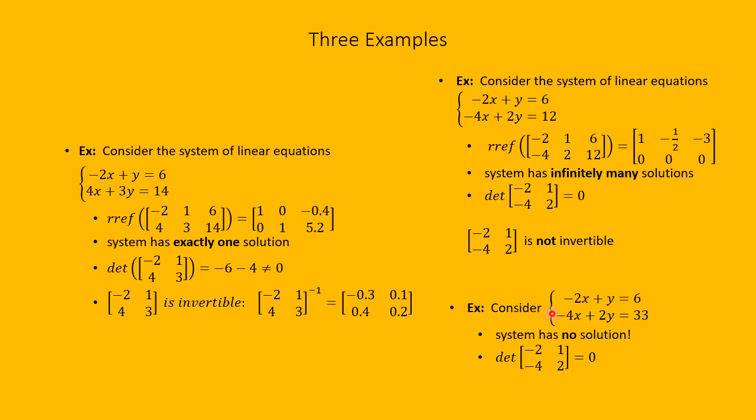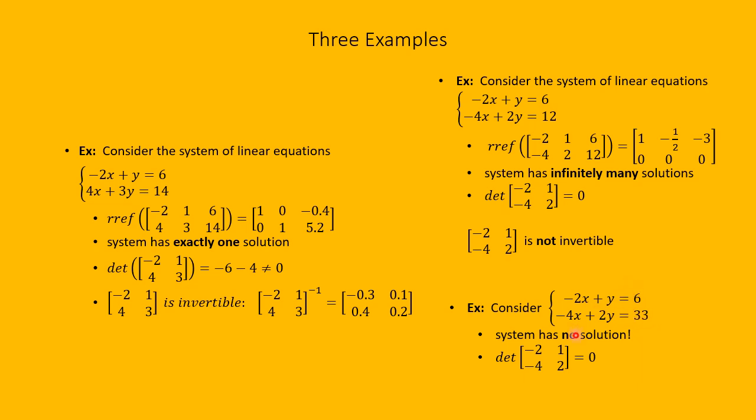Another example, similar set of equations to what we have up here, but we just changed this 12 to a 33. Well, what does that do? Well, if we double this first equation, we would still have minus 4x plus 2y equals 12. And if that's true, how can minus 4x plus 2y equal 33? These two equations are inconsistent.